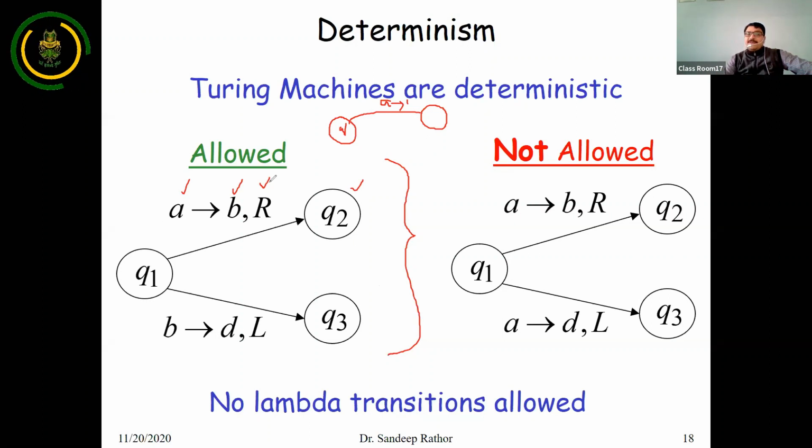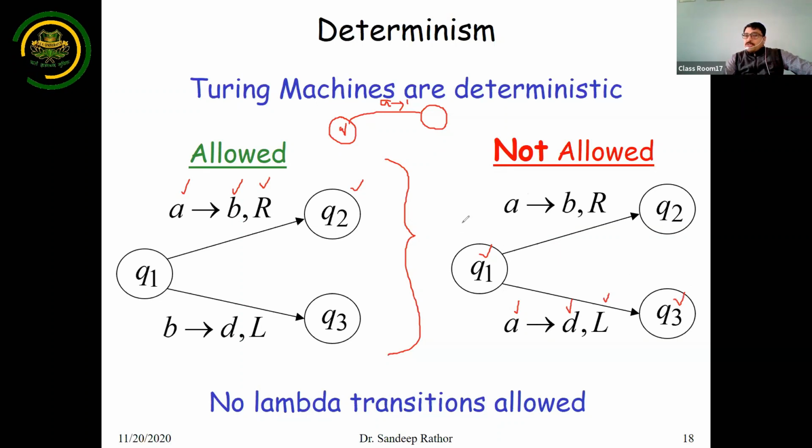Now the same case can be converted into non-deterministic form. Just see here, you are in state Q1. After reading A, you write B and move in the right direction. Now you are in state Q2. After that, the same transition is there. You are reading A, and A is replaced by D, meaning you write D in place of A, and the direction is left. Now you move to state Q3.